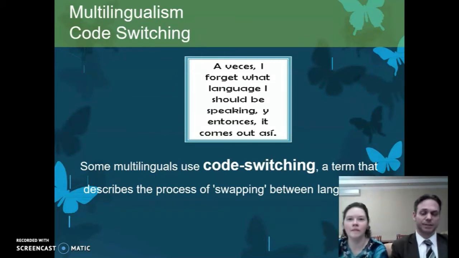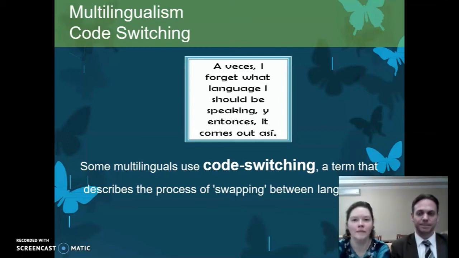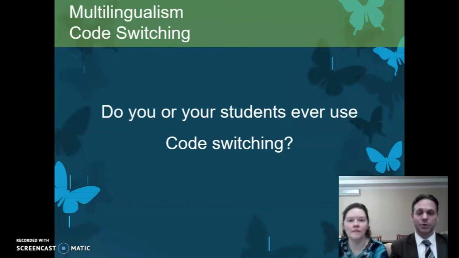Multilingualism, code switching. This is a Spanish-English mix. A veces I forgot what language I should be speaking, y entonces it comes out así. I would love to have found an example of Kazakh and Russian. Unfortunately, I don't know those languages well enough to give you a good example there, but I'm sure you have all heard it. Do you or your students ever use code switching?